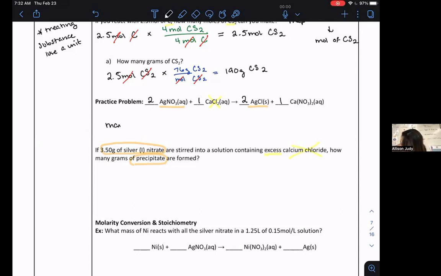We have a problem where we're being asked: from 3.50 grams, 3 sig figs, of silver nitrate, how many grams of precipitate, AgCl, are formed? All right, so that's where we're going to go. Notice we have a grams to grams and a substance change.